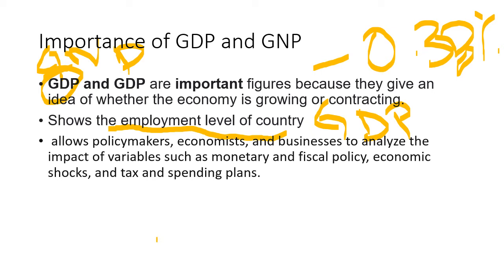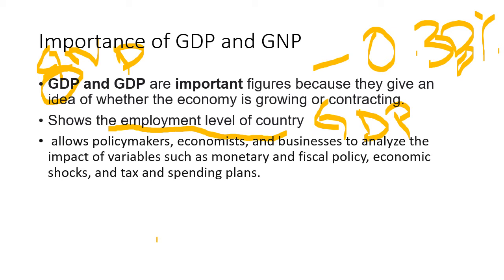If GNP is increasing, it means the people or citizens of that country are earning more and more. So it shows that the citizens of the country are getting wealthier day by day. And GDP shows the employment level. An increase in GDP shows an increase in employment level or job opportunities, and an increase in GNP shows an increase in the wealth of the citizens.